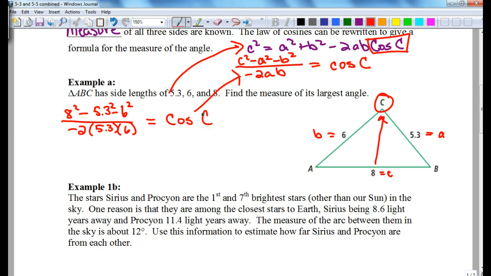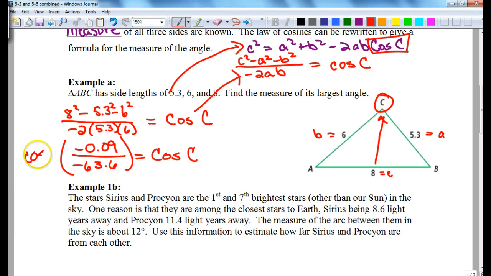All right? So now that I'm down to this, my top part here is a negative 0.09. My bottom part is a negative 63.6 equals cosine C. Now, how do I solve for C? Yep, inverse cosine. If you inverse cosine this, so cosine to the negative 1, you're going to end up with about 89.9 degrees.